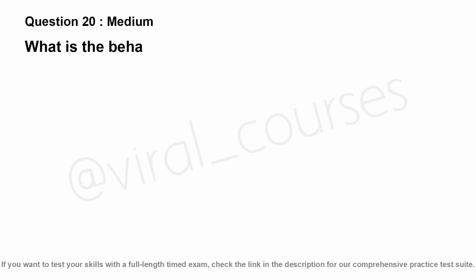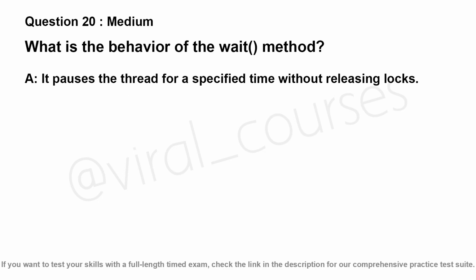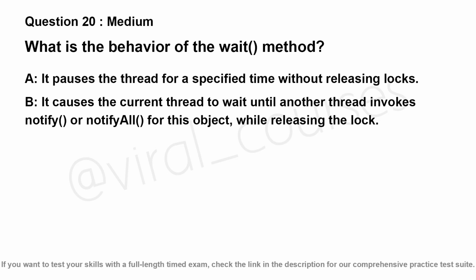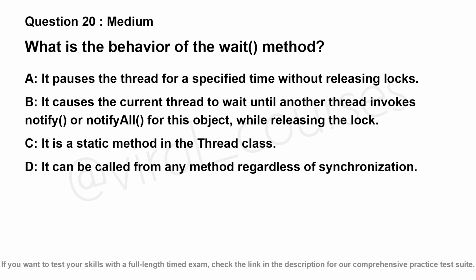What is the behavior of the wait method? Option A. It pauses the thread for a specified time without releasing locks. Option B. It causes the current thread to wait until another thread invokes notify or notifyAll for this object, while releasing the lock. Option C. It is a static method in the Thread class. Option D. It can be called from any method regardless of synchronization.